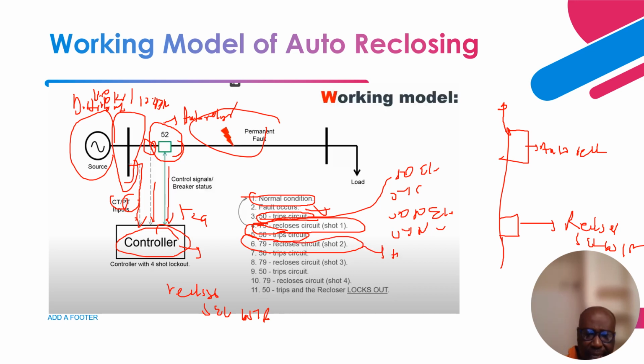Then it trips again because the fault is a permanent fault, right? So it tries all this sequence so that if it is a temporary fault, like a lightning strike, by the time that temporary fault would have basically gone away or ionized. By that time, the ionization of the area would have been extinguished and the fault would have been cleared, right? So that is the reason why the auto reclosing action goes through that sequence.